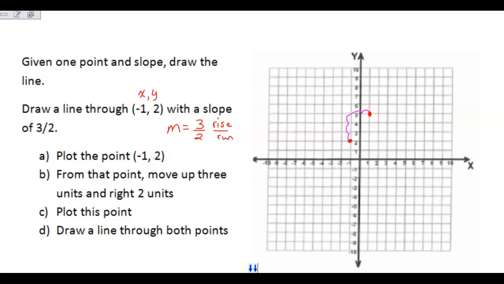Now I can draw a line between those 2 points. Let me adjust that. There you go. There's my line. It is a continuous line, so it's very important that it has the arrows on both sides. Okay?